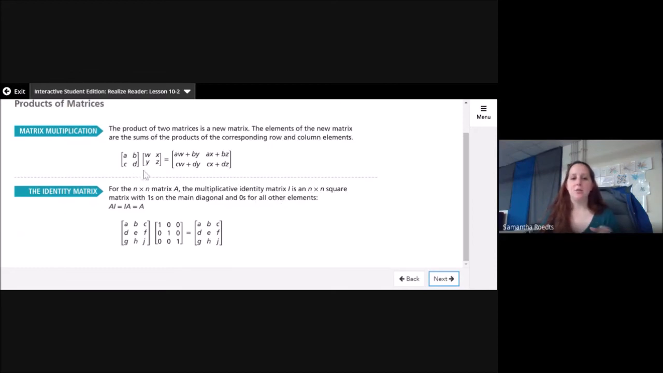But again, when you write out a matrix 2x2, 2x2, notice they have the same numbers. So for the n by n matrix A, the multiplicative identity matrix I is an n by n square matrix with ones on the main diagonal and zeros for all other elements. AI equals IA equals A. And that is the end of Unit 10, Lesson 2.